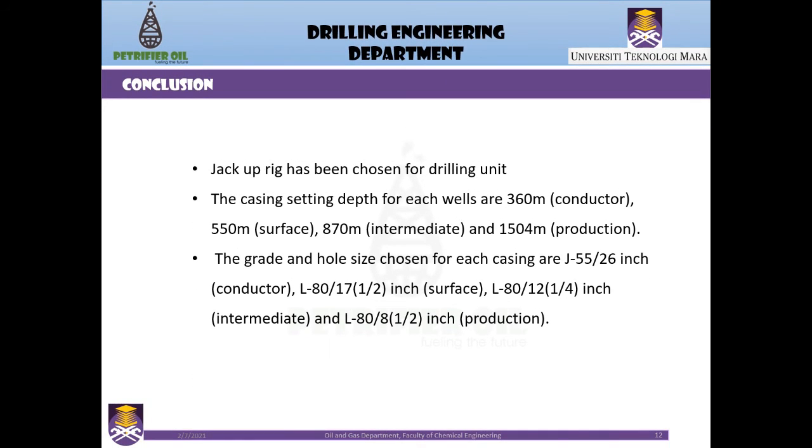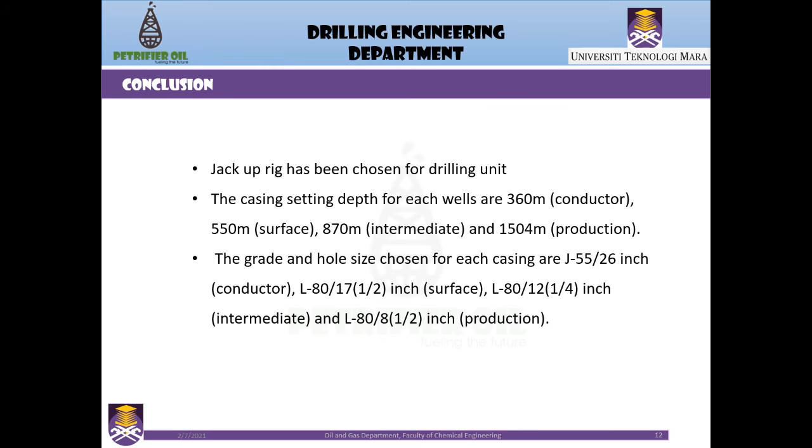So lastly, as a conclusion, jackup rig has been chosen for drilling rig. The casing setting depth for each well is 360 meter for conductor, 550 meter for surface casing, 870 meter for intermediate casing, and 1504 meter for production casing.